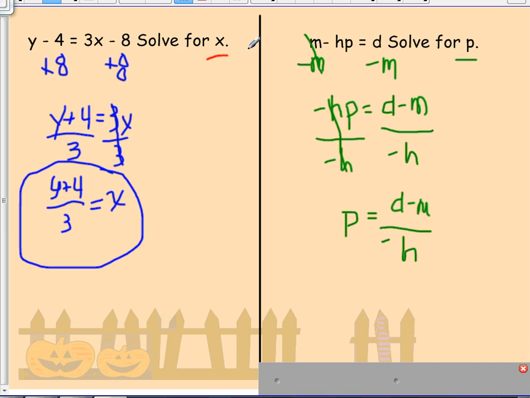So that is all literal equations is. You're just manipulating it and moving variables around so you can get an equation where you need it to be.